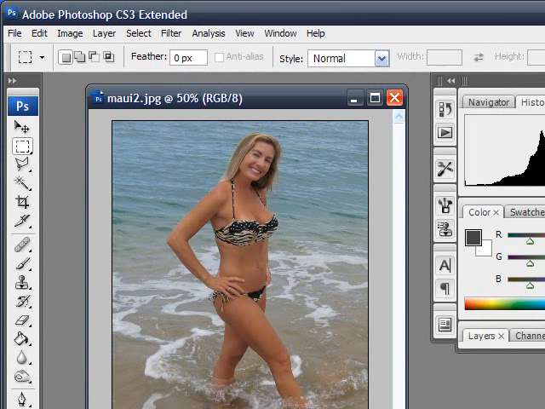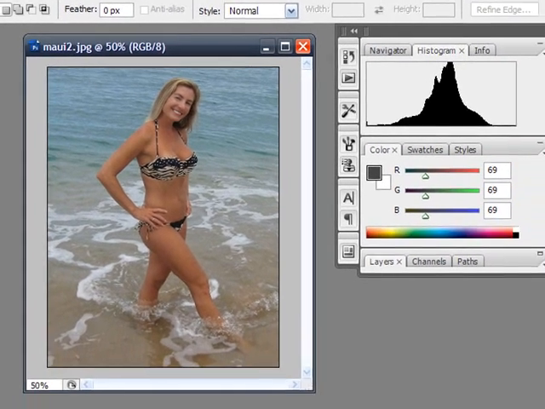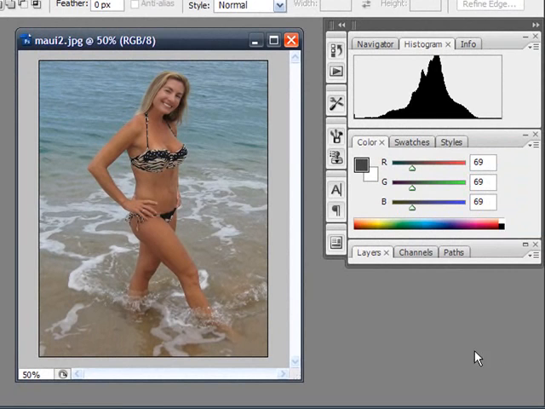This is a great example of a photograph that is really well taken, and of course a great subject, and you can see that most of the pixels are right in the middle. But when you look at this picture, you say, gee, why doesn't it just have that pop that we'd like to see?